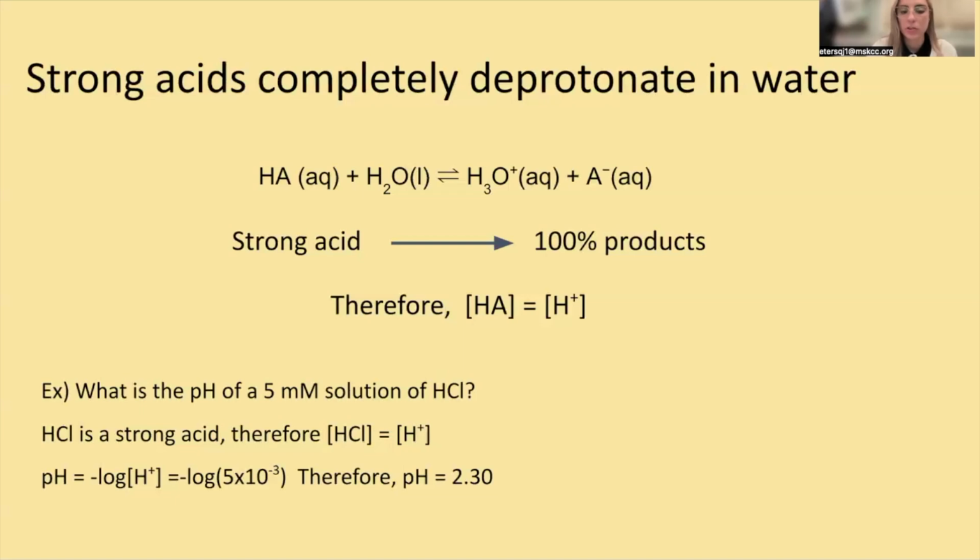Therefore, the concentration of HCl equals the concentration of H+, and we can plug that directly into our pH formula. The negative log of 5 times 10 to the negative third equals 2.3.